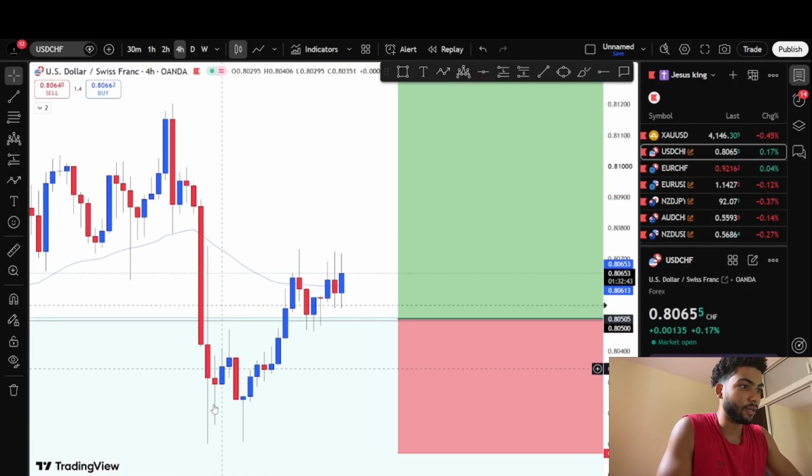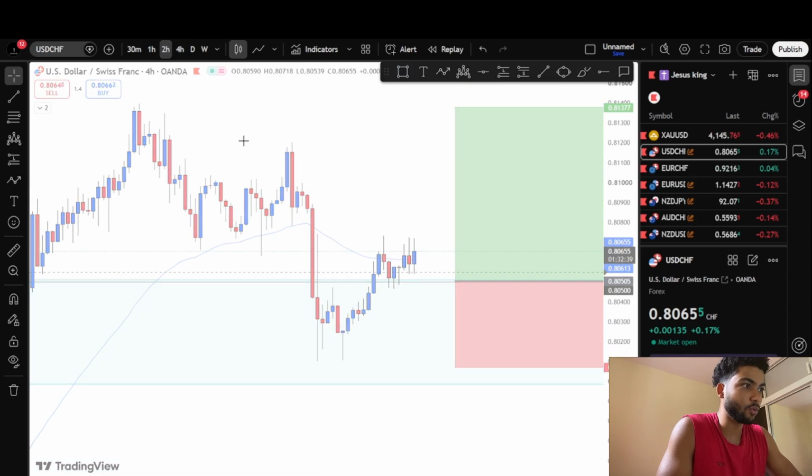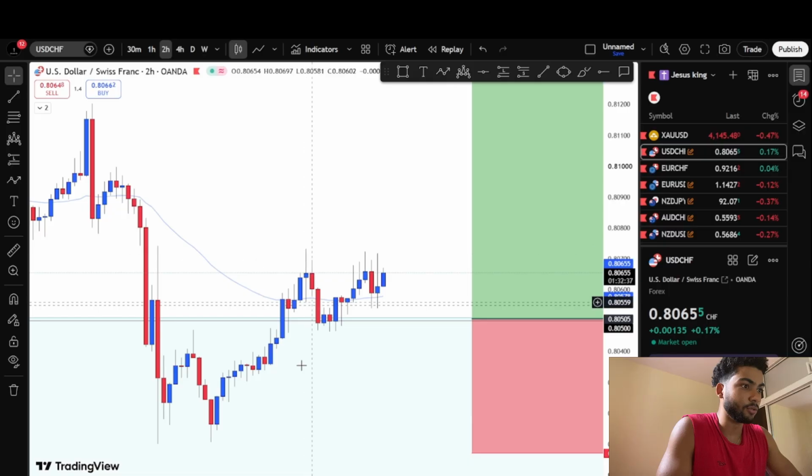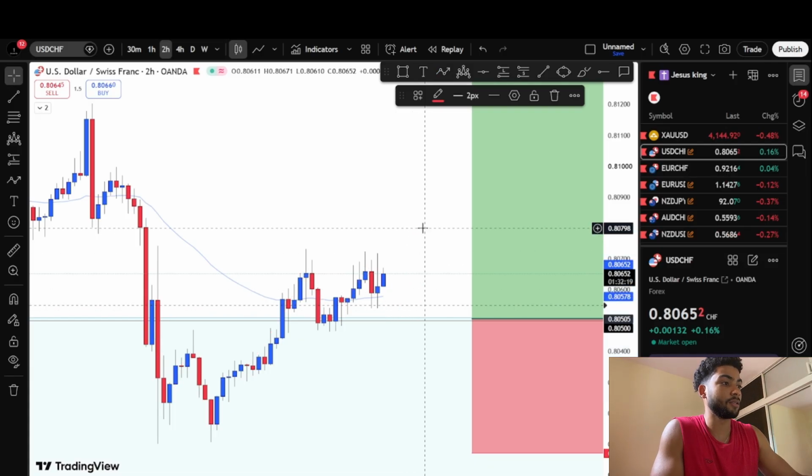So in this scenario, we have the 4 hour that shifted bullish, 2 hour is also bullish. As you can see, lower low, lower high, lower low, higher high, higher low, higher high. I'm waiting for that higher high to then get my entry confirmation here to then head to the upside.